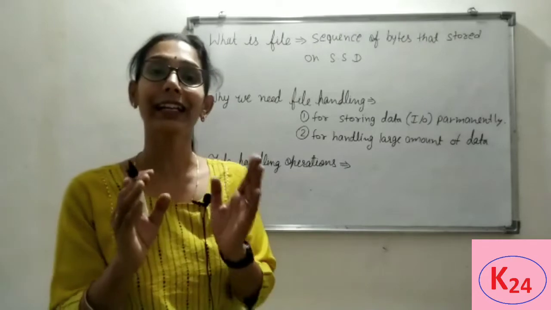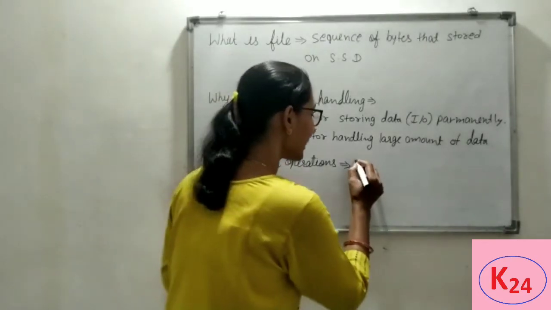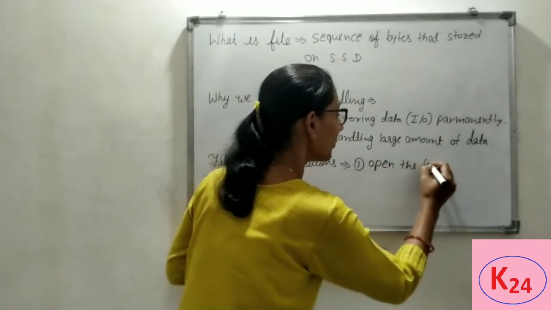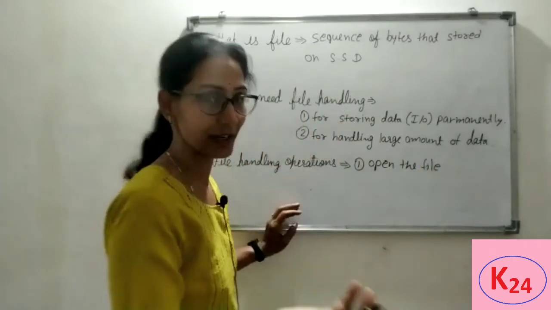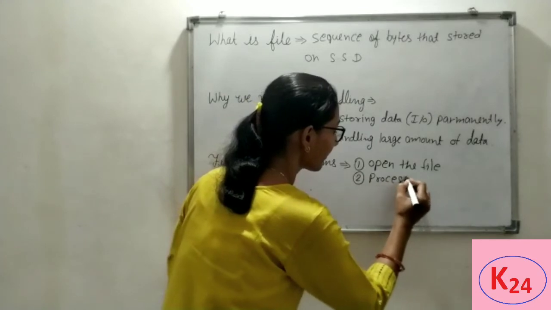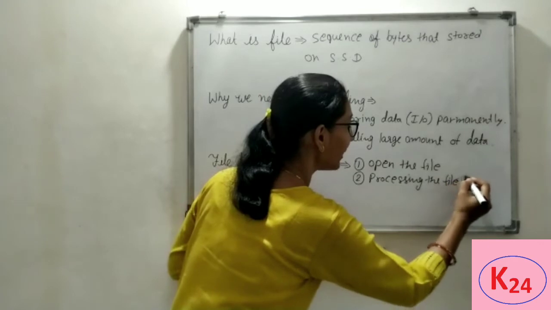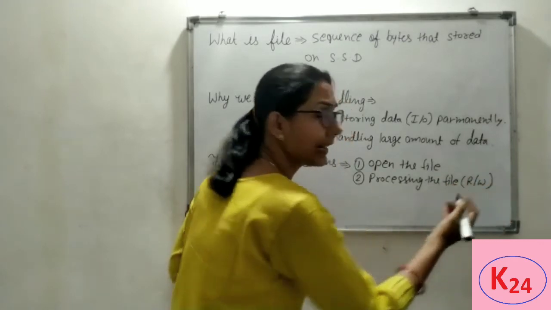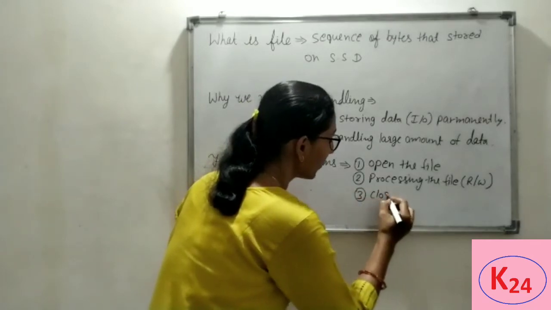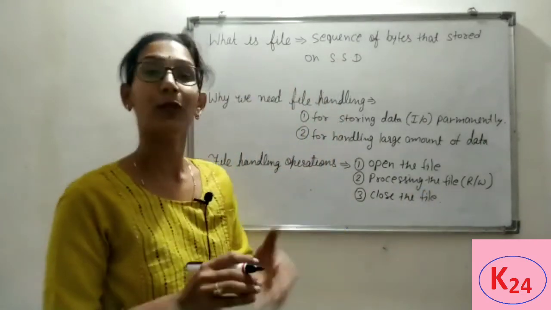Simply we can categorize these operations into three broad categories. Okay, so the first category is open the file. In this we can also create the file. Then second is processing the file. Processing the file means reading file, writing file, or adding data, deleting data, etc. And the third one is obviously close the file. So these are the three operations of file handling.